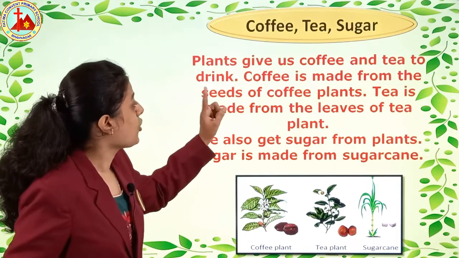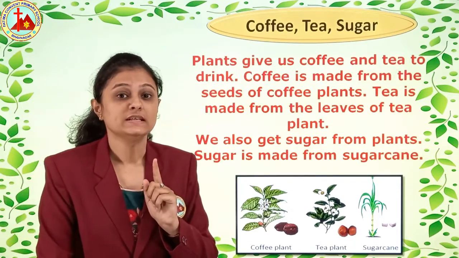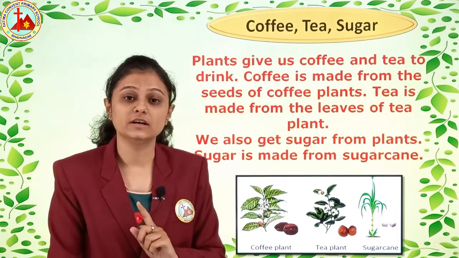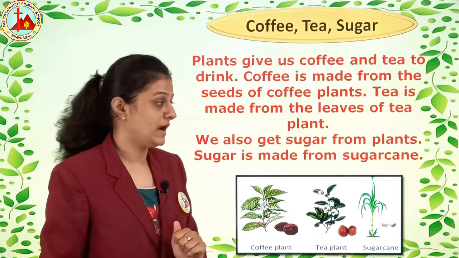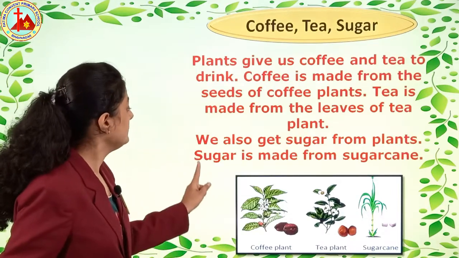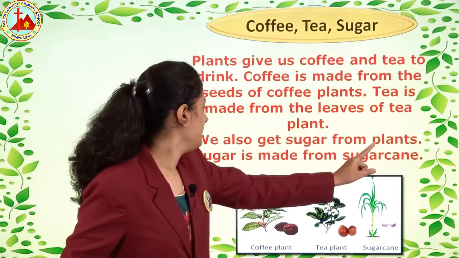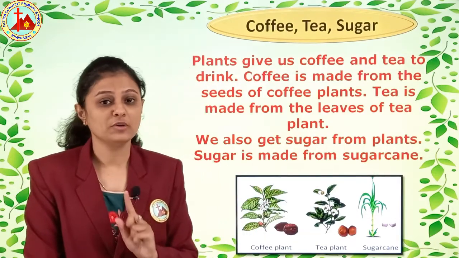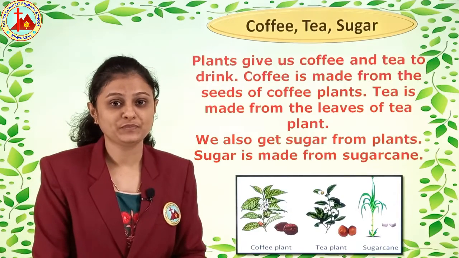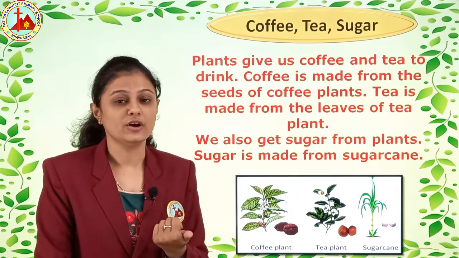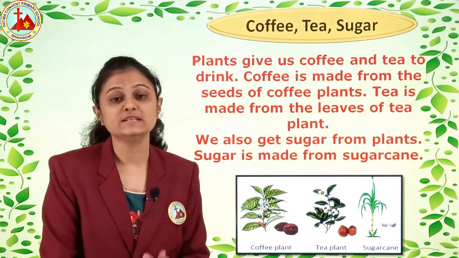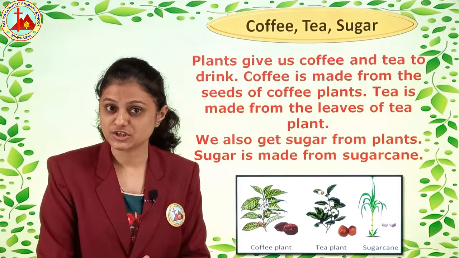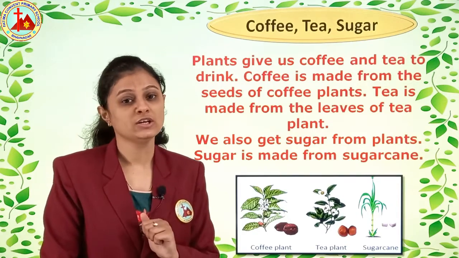So you see, coffee you get from seeds of the coffee plant and tea you get from the leaves of the tea plant. Okay, next we also get sugar from plants. Sugar is made from sugar cane. How many of you have seen sugar cane? Everybody, very good. So from those sugar canes we get sugar. Yes, they are processed in a processing machine and from there you get sugar.